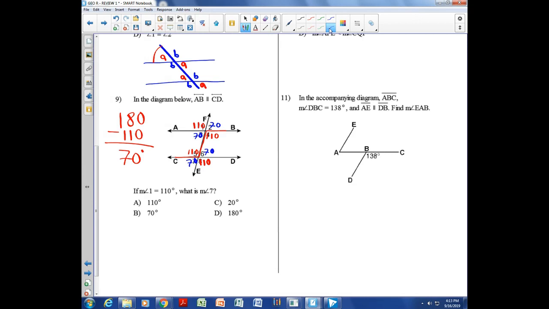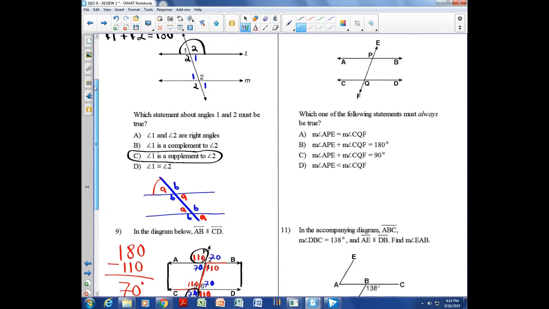So if angle 1 is 110 degrees, I could see that angle 7 down here is going to be 70 degrees because they are supplementary. And technically speaking, if we want to know the exact name of the relationship between angle 1 and angle 7, those would be same side exterior angles. Exterior because they're kind of outside the make-pretend rectangle there, but on the same side of the transversal. Same side exterior angles are supplementary.